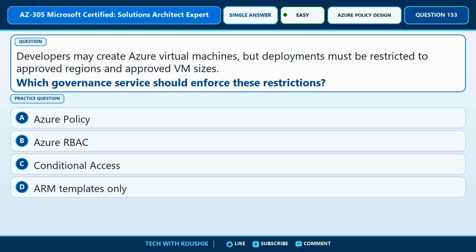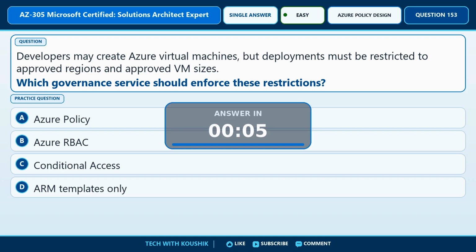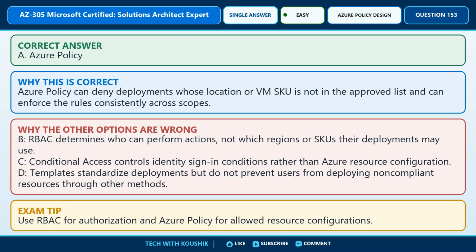Developers may create Azure virtual machines, but deployments must be restricted to approved regions and approved VM sizes. Which governance service should enforce these restrictions? Available choices. Option A, Azure Policy. Option B, Azure RBAC. Option C, Conditional Access. Option D, ARM Templates Only.